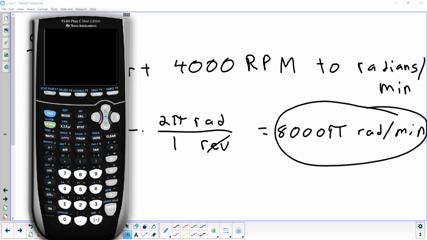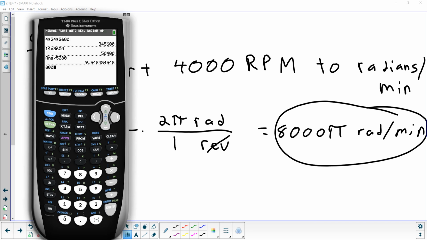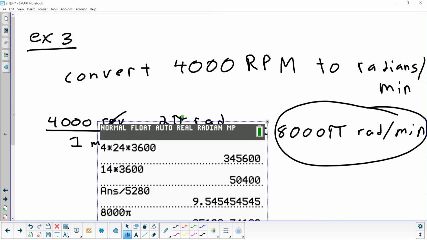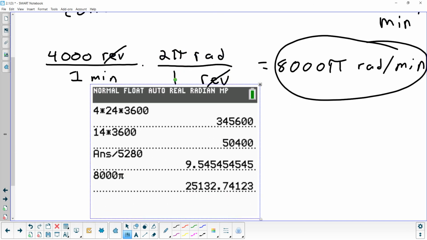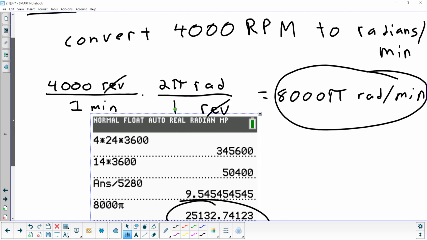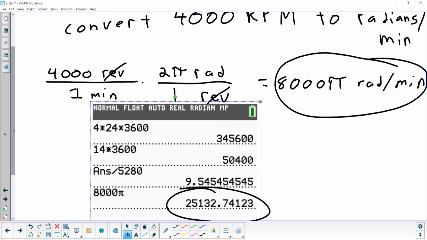If they want a decimal, then I'm going to need my calculator. 8,000 pi is about 25,132.74. So that's the answer if they wanted it as a decimal. Okay, any question on that one?